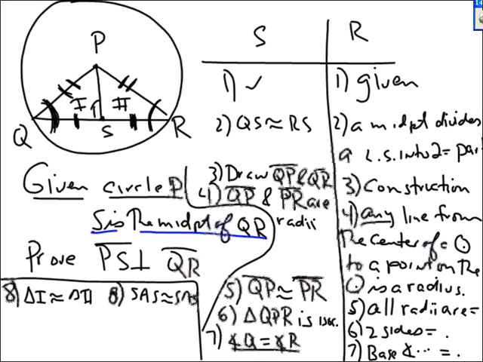So let's call this angle 1 here and angle 2 here. Statement 9 is angle 1 is congruent to angle 2. The reason is corresponding parts of congruent triangles are congruent. Angle 1 is opposite the side with 2 slashes, as is angle 2. They're in the same location. Alright.